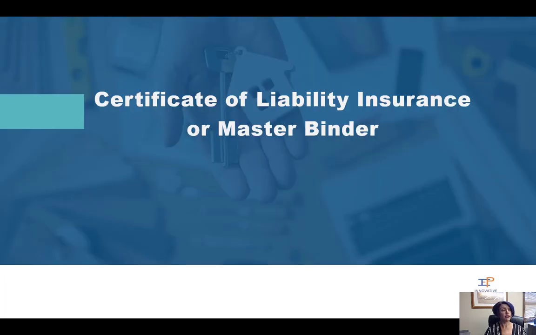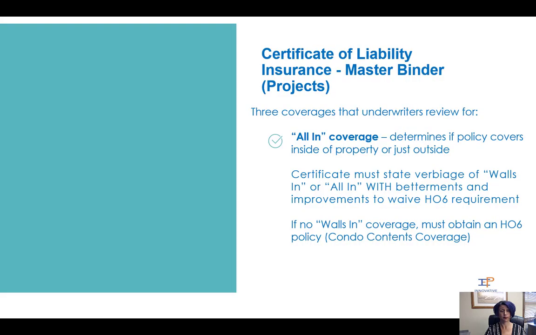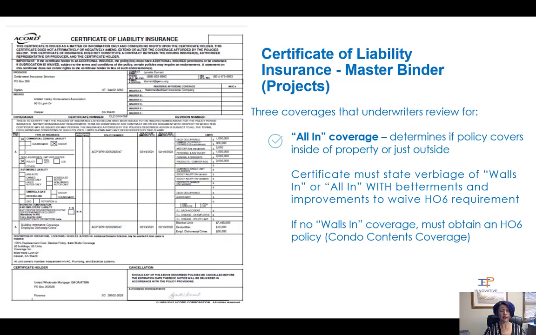Now let's review a certificate of liability insurance, otherwise known as a master binder or master certificate. You're going to start by reviewing the same things that you did on the insurance binder previously. Start at the top of the form and make sure all the information is completed. On this form, the insured's name is not going to be our borrower. It is going to be the condo association or the management company, as this policy will cover the entire condominium.